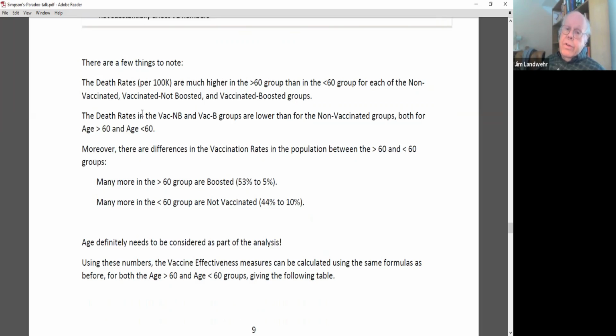So what we'll do is simply calculate this vaccine effectiveness in the same way that we have before, previously using all the data, everybody in Israel, and now we do it separately for those over 60 and those under 60.